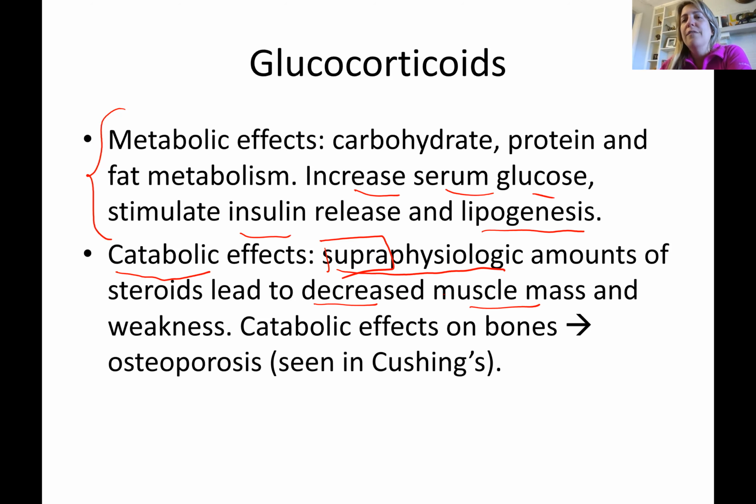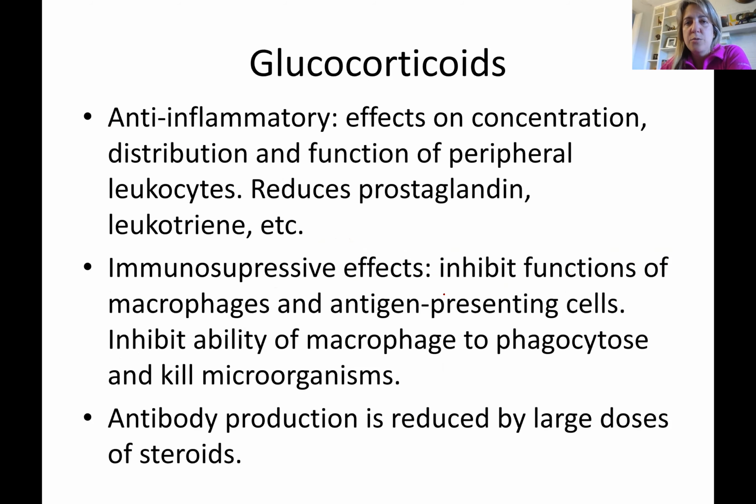Now, you all have heard the word anabolic steroids, and anabolic steroids are not cortisol. They're going to be testosterone, boldenone, those types of steroids. And they have an anabolic effect, which is to increase muscle mass, to build things up. So that's what anabolism is, okay?